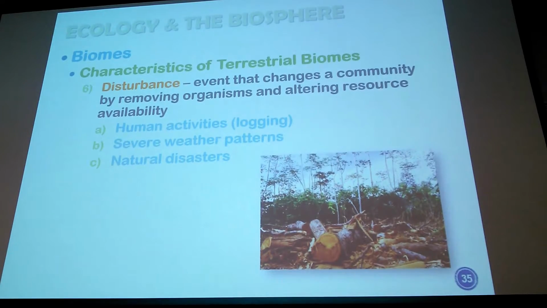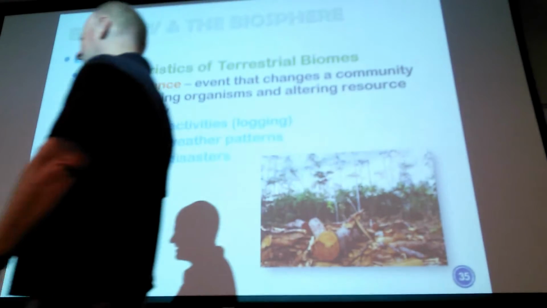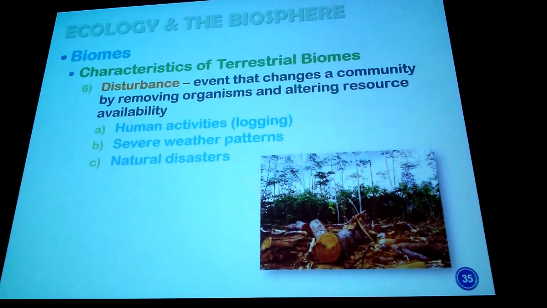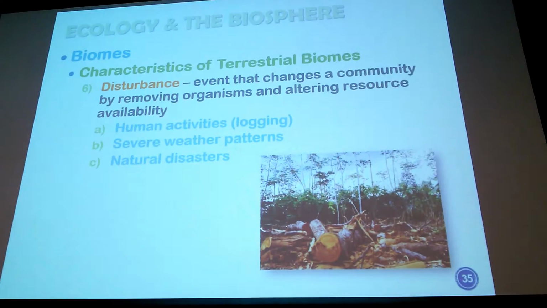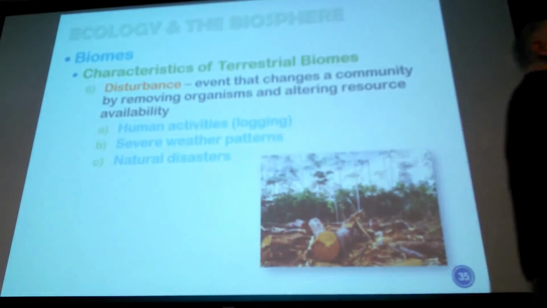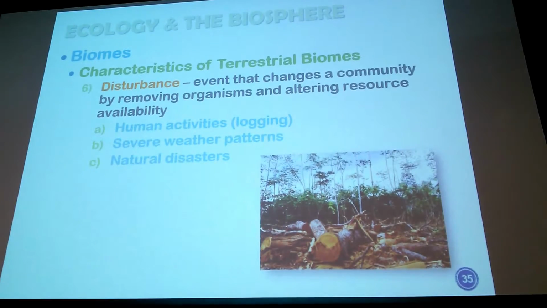Disturbance. This is actually technically another type of abiotic factor. It's an event that changes the community by removing organisms and altering resource availability. It could be human activities like logging in this picture. You come down and you clear cut a forest, you're taking the plants out, you're displacing the animals, maybe killing some things in the process. It's going to impact that community, maybe changing it forever.